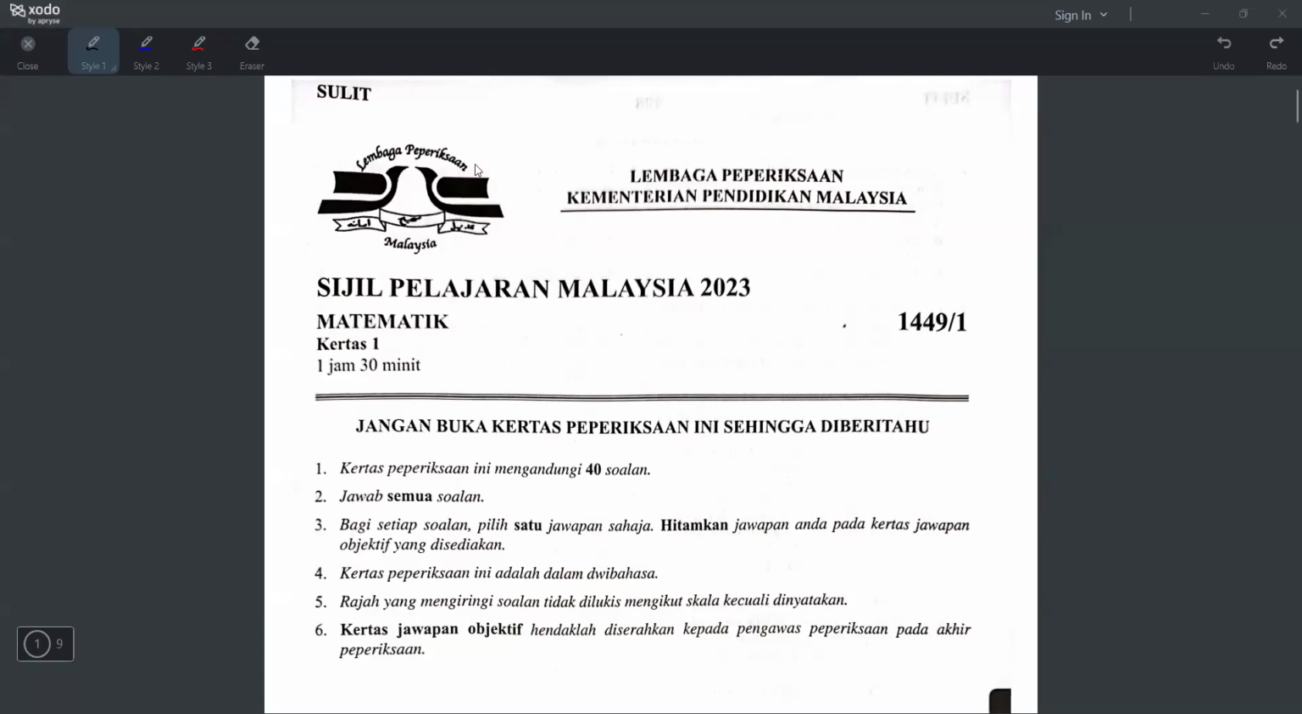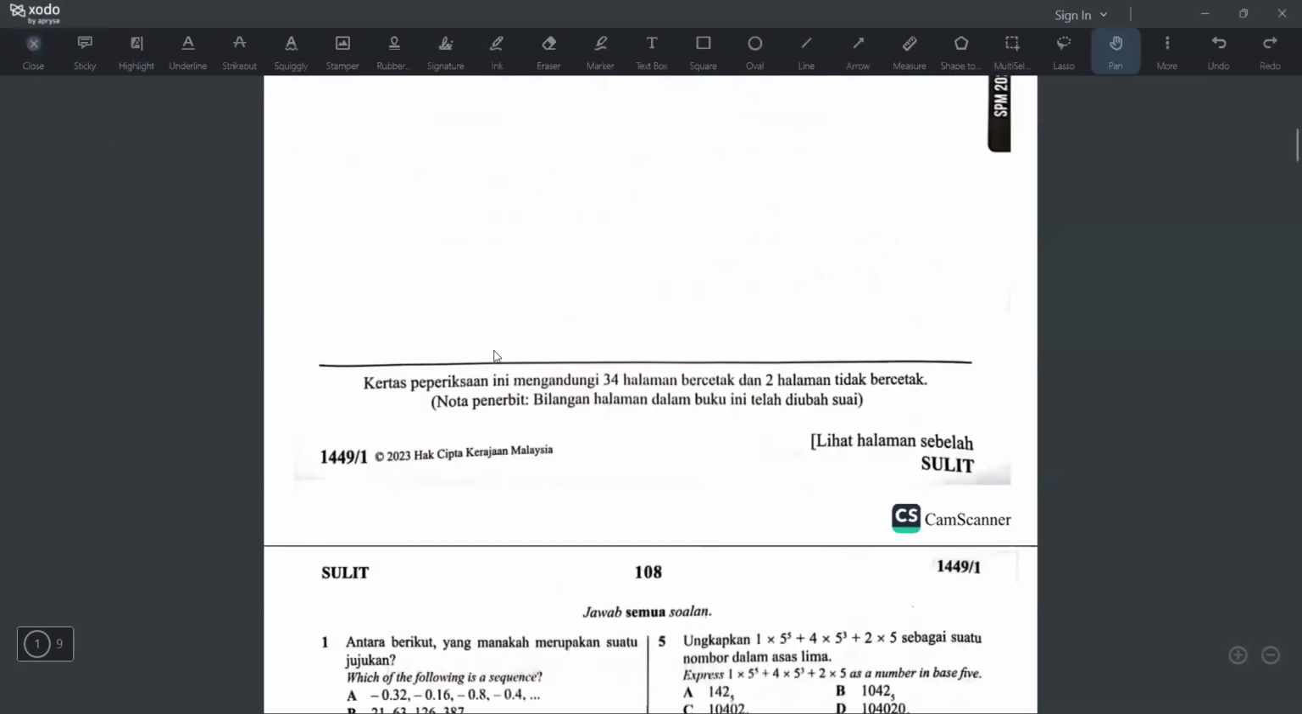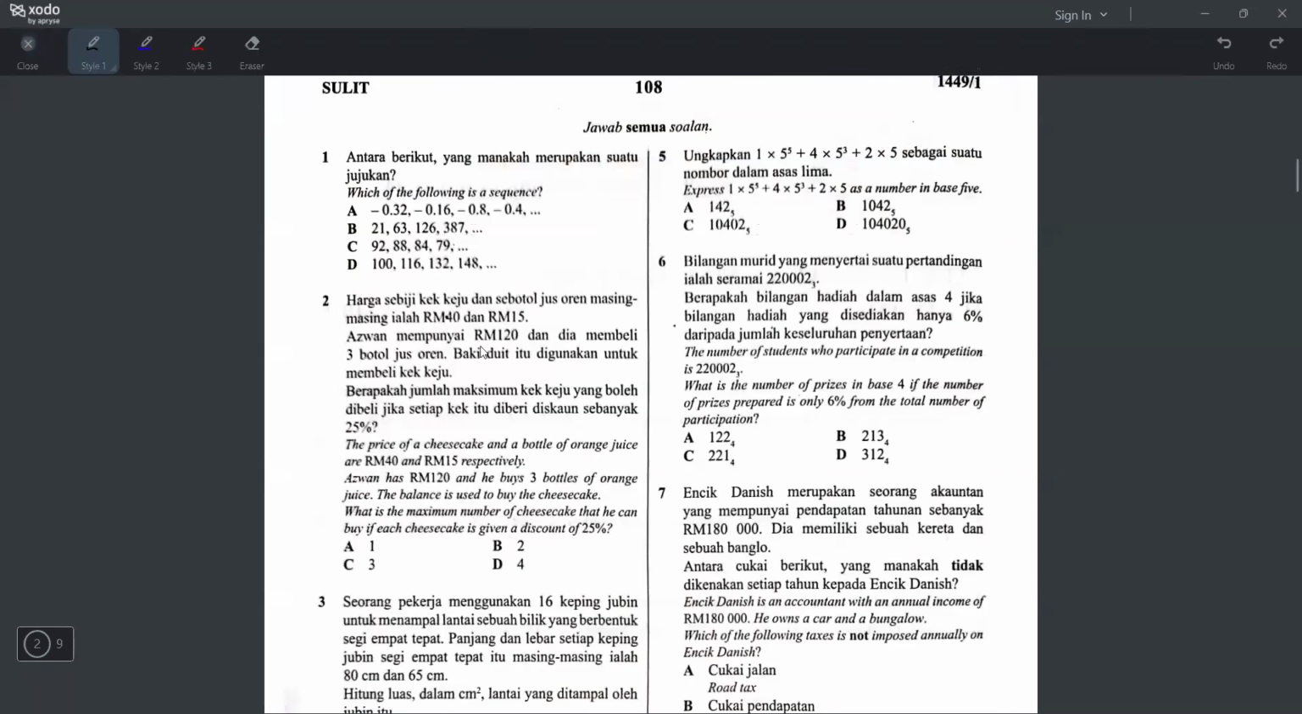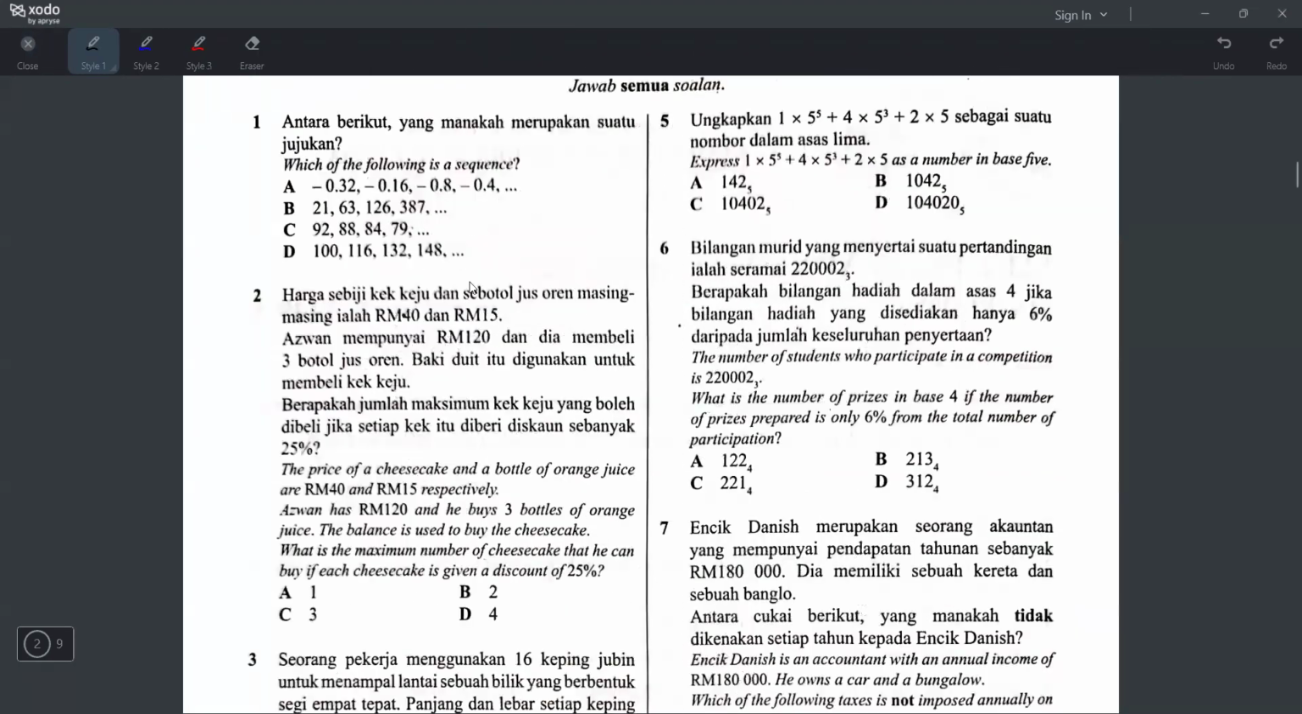So today we will go through a maths paper. This is the mathematics paper, the kertas sebenar for the SPM 2023. It's the actual SPM paper for 2023 and this is kertas 1. Okay, all right, so let's start. This is question number 1. Let me make it besar sikit.